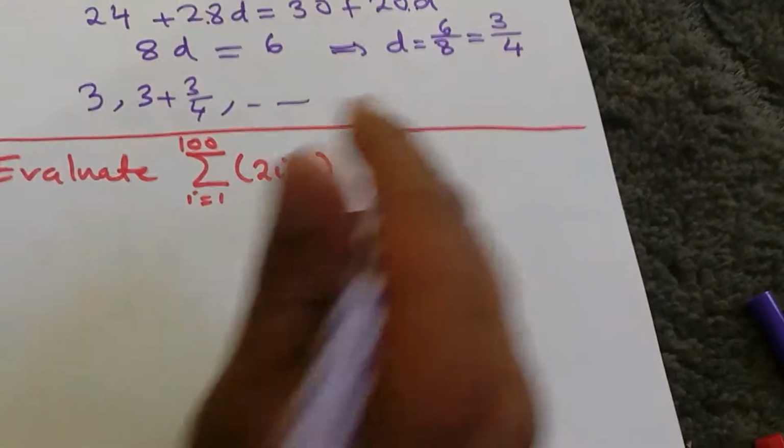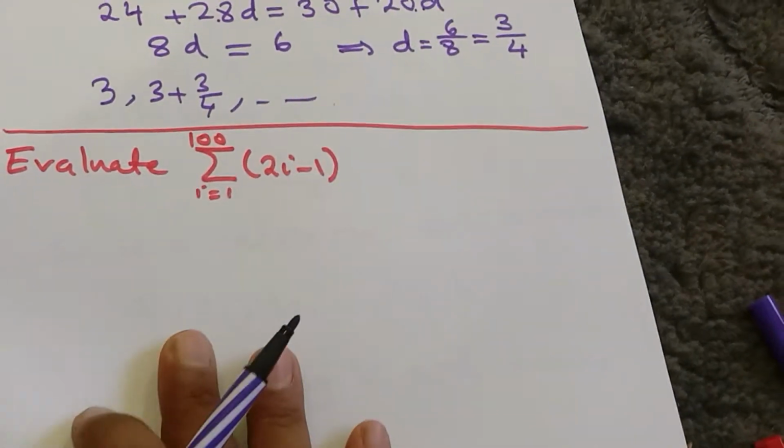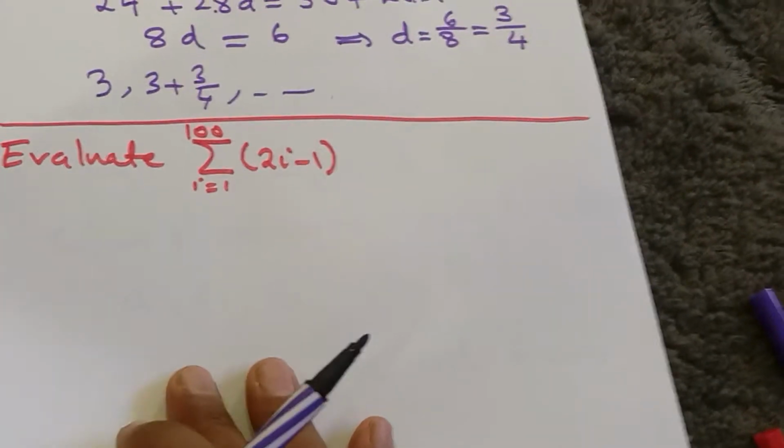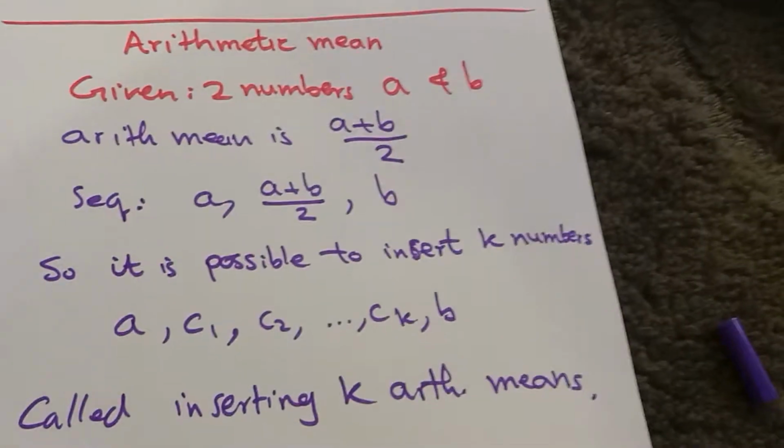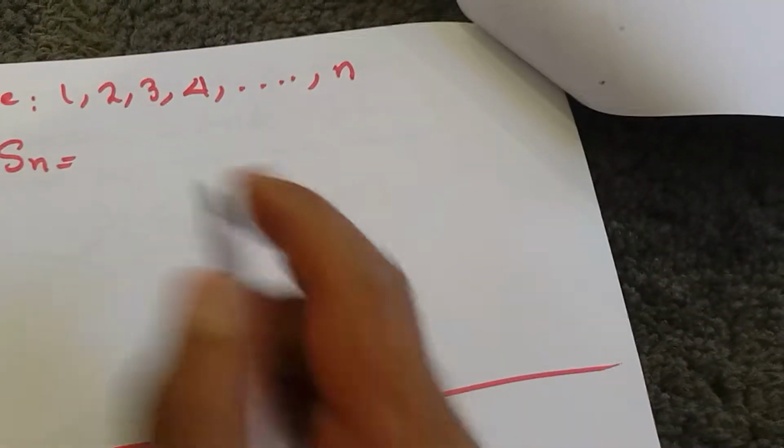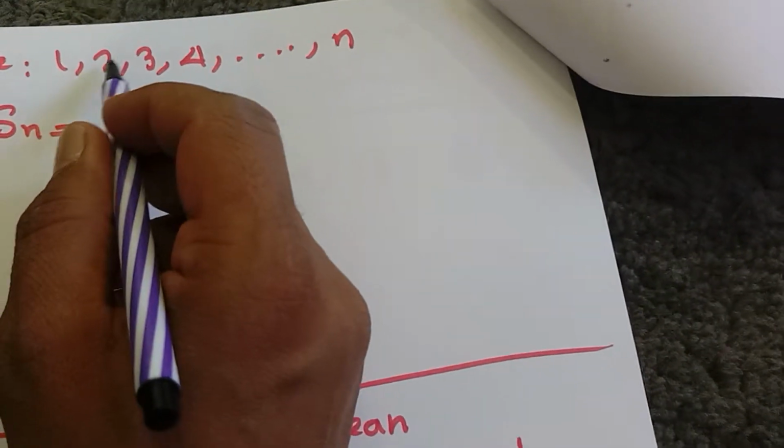This actually involves sigma for the sum, but maybe I'll do it next time, not this time. We need maybe some introduction for sigma. Here is just a note, we need to add numbers like 1 plus 1.